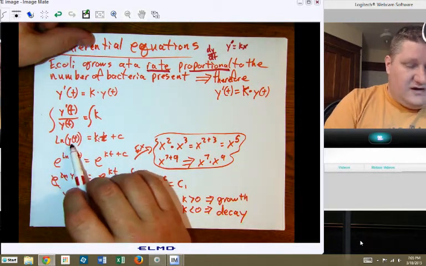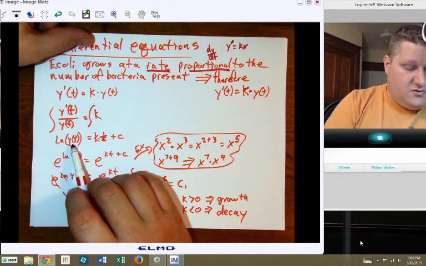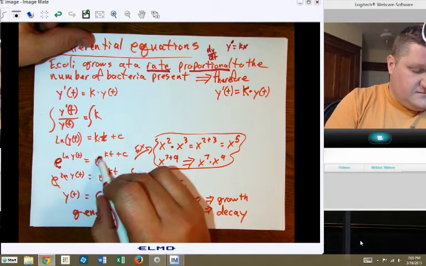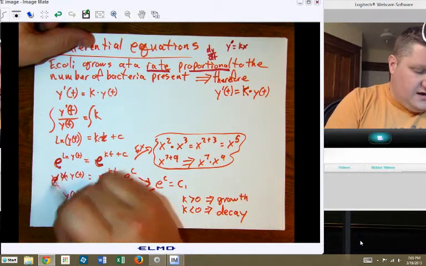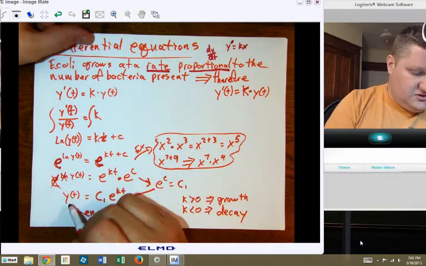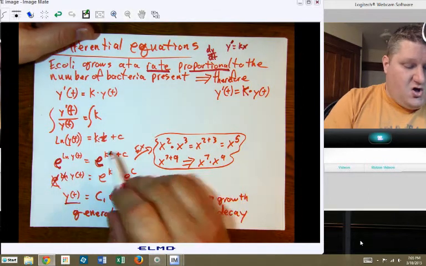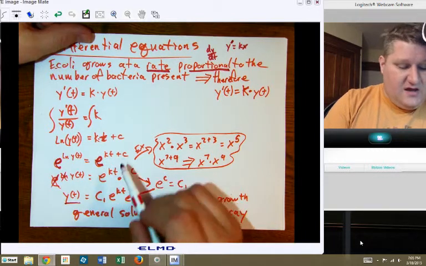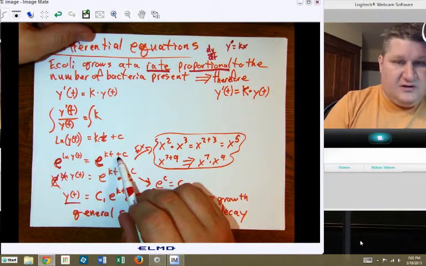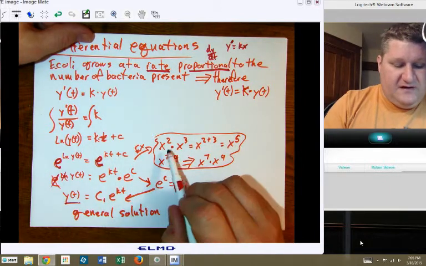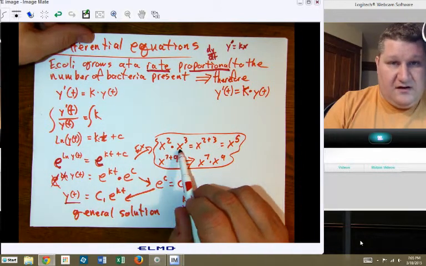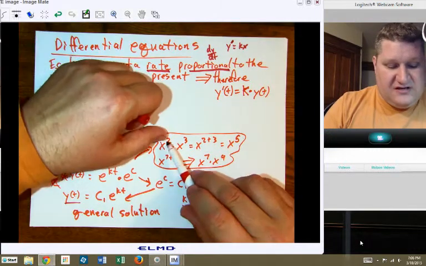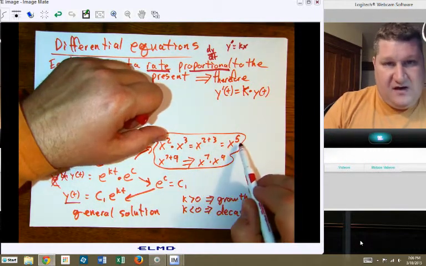Now, I want to get y of t by itself, so I want to use the inverse natural log of both sides, and that's going to eliminate the natural log and the inverse natural log, leaving just y of t. Over here, though, I have e raised to the kt plus c. Now, you say, well, what is this plus here in this exponent? Well, you agree that x squared times x cubed is really x raised to the 2 plus 3. I just take those two exponents and add them together to make 5.